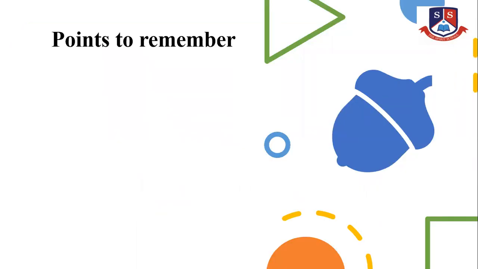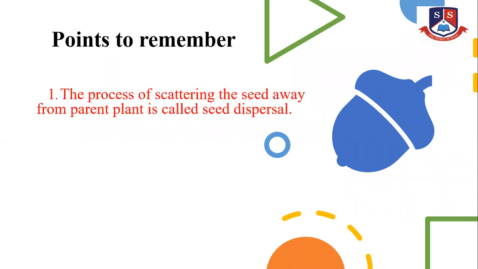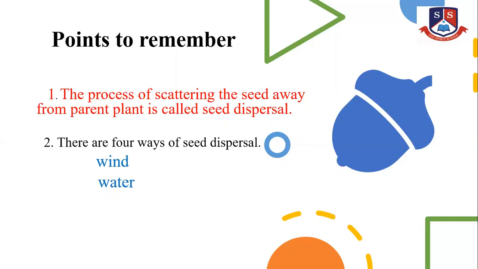Points to remember. What is seed dispersal? The process of scattering the seed away from the parent plant is called seed dispersal. How many ways of seed dispersal are there? There are four ways of seed dispersal. Number one, by water. Number two, by wind. Number three, by animal. And number four, by explosion.